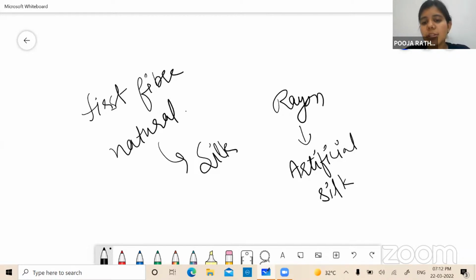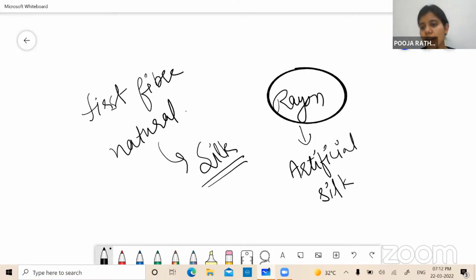So why did we develop this artificial silk? Since we had a natural fiber, natural silk, why did we develop artificial silk? Here you are from 8th class, na? Abhinav and Palak. Palak, you are from 8th class? No, ma'am, 9th class. Yes, you had studied this in 8th class. This is of 8th class syllabus.